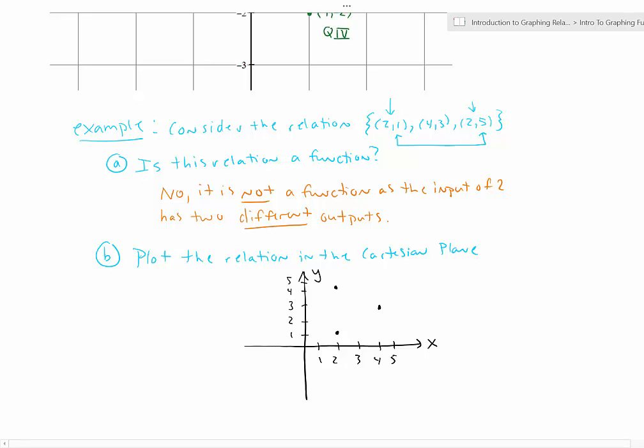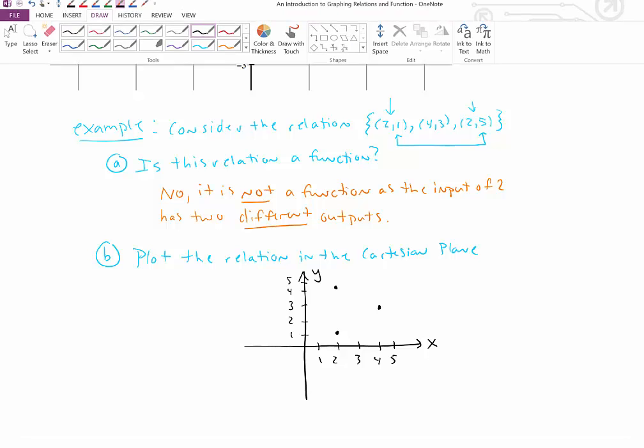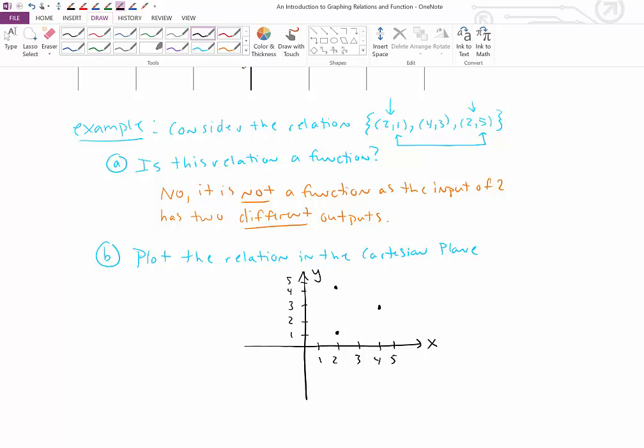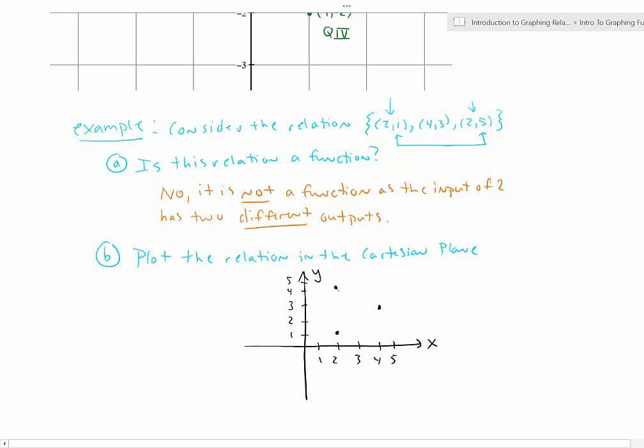We already know it's not a function. And the reason it's not a function, remember, was because the input of 2 had 2 different outputs being 1 and 5. So those points are depicted right there in this graph. And so you say, okay, we know it's not a function already. We see that. Now graphically, notice in this example, we can actually draw a vertical line through these 2 points, and that vertical line will intersect both of the points. And that's because they are 2 different vertical locations, 2 different output locations for the same horizontal or input location.